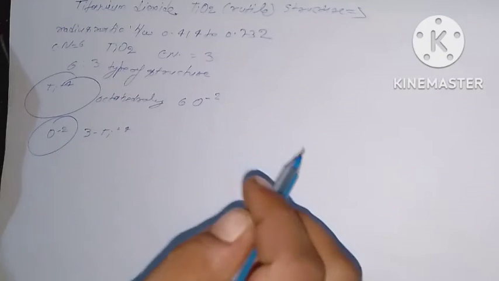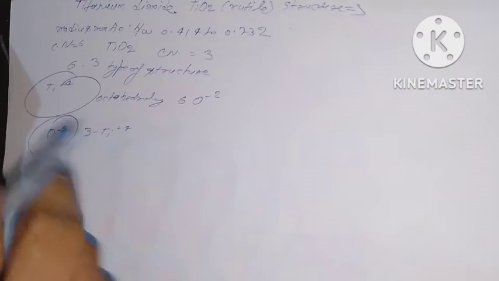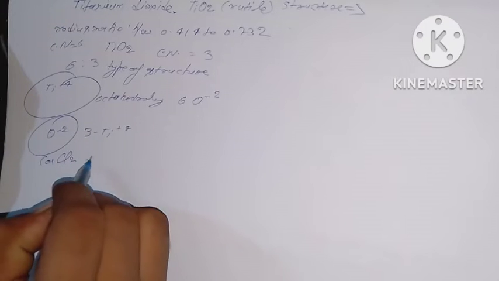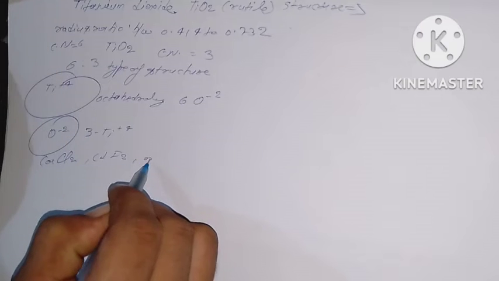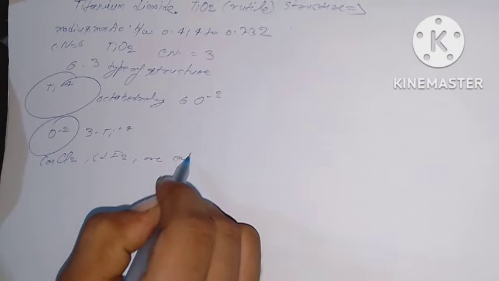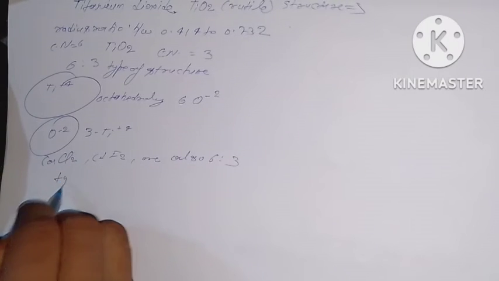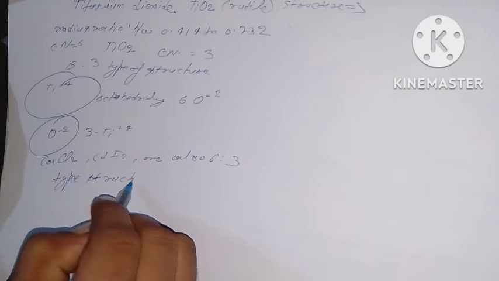You can see this structure, and the structures of calcium chloride and CdI2 are also 6:3 type structures. Okay.